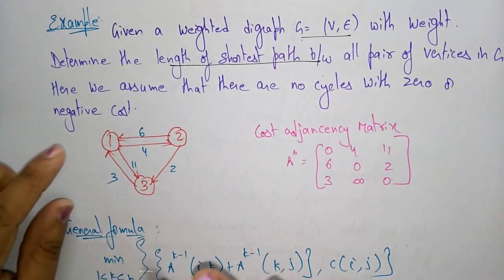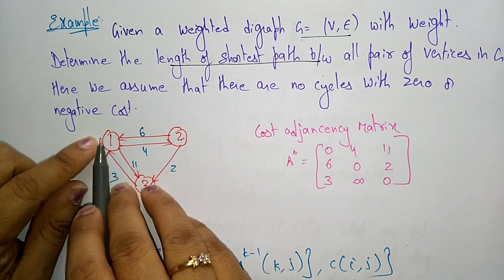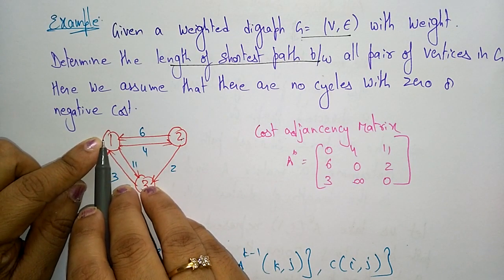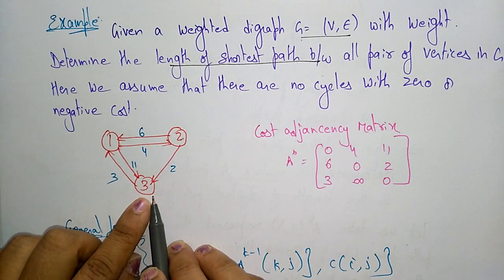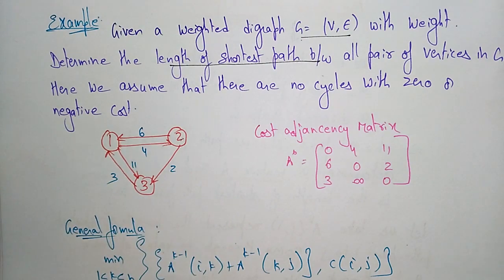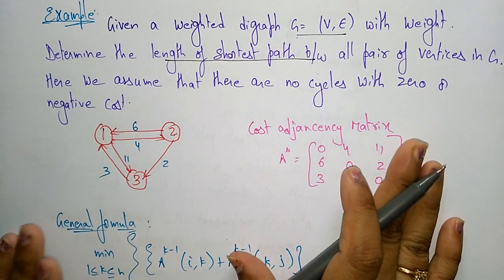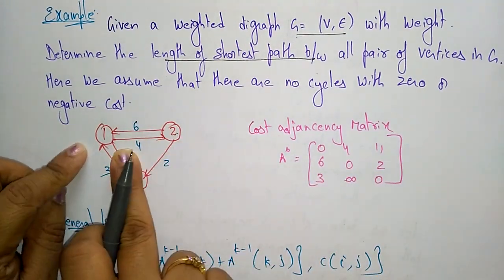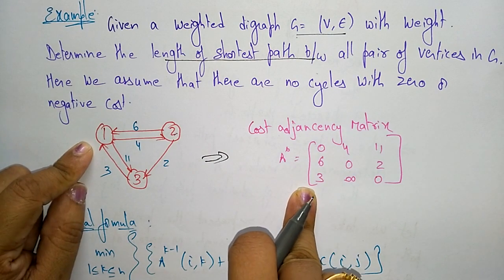Okay. So for this vertex, what is the cost? If you start from this vertex, what is the length of the shortest path to all other vertices? If you start with this vertex, what is the cost? We have to find out. The cost adjacency matrix is already given. This graph is expressed in the form of a matrix.